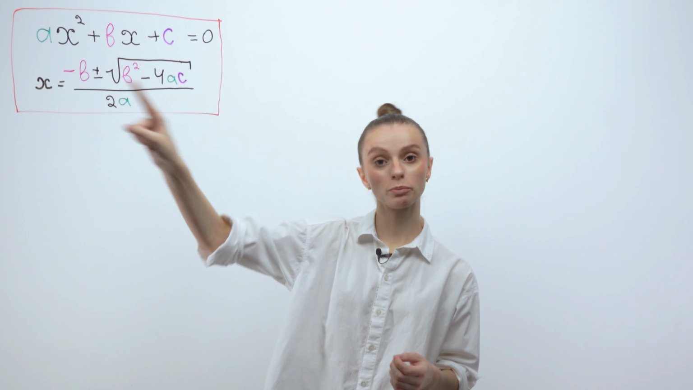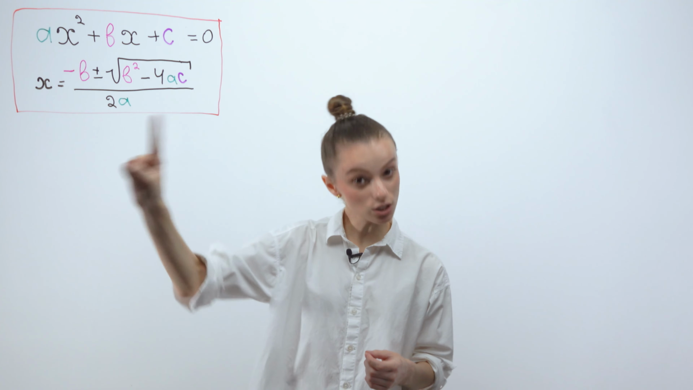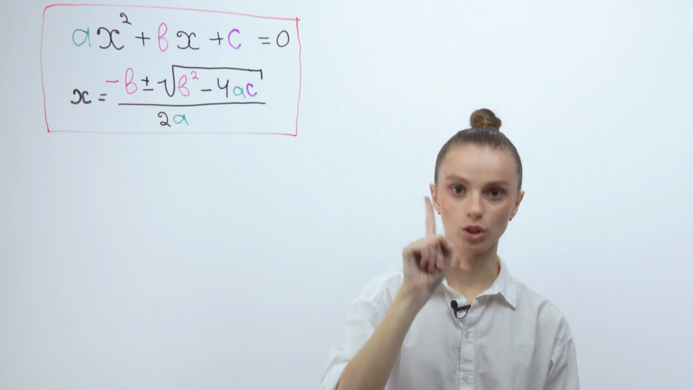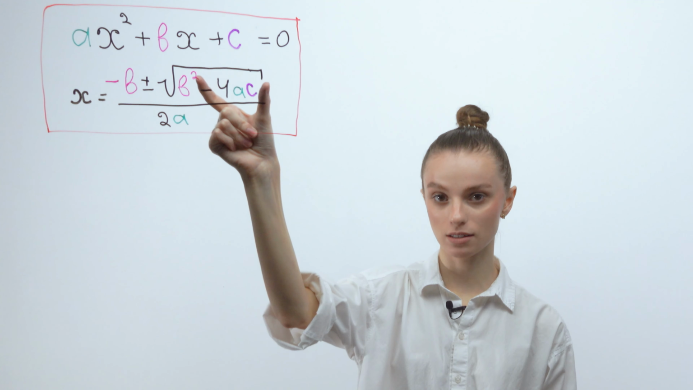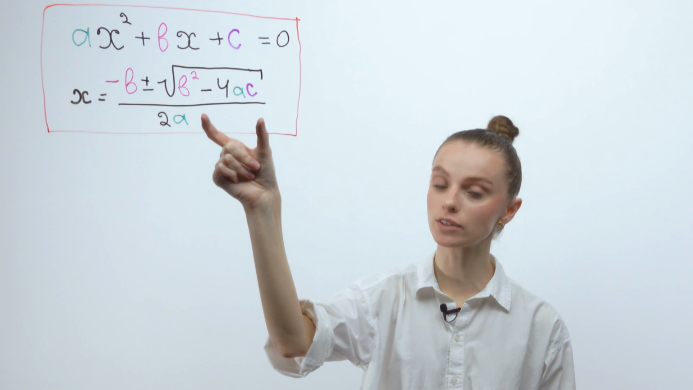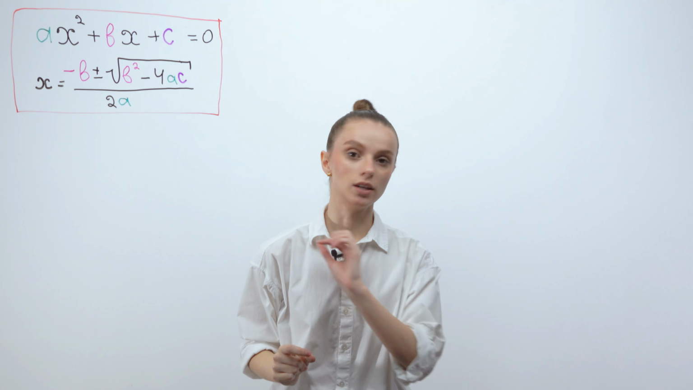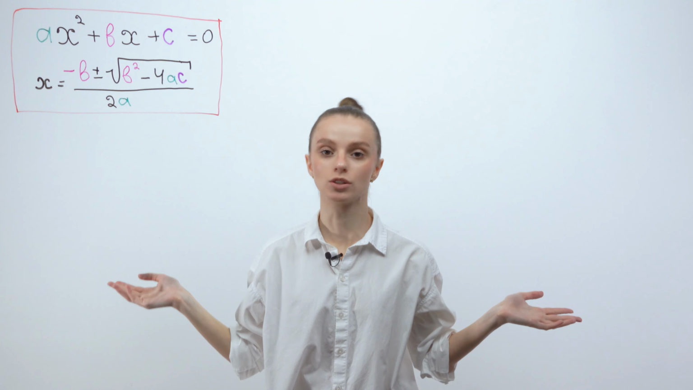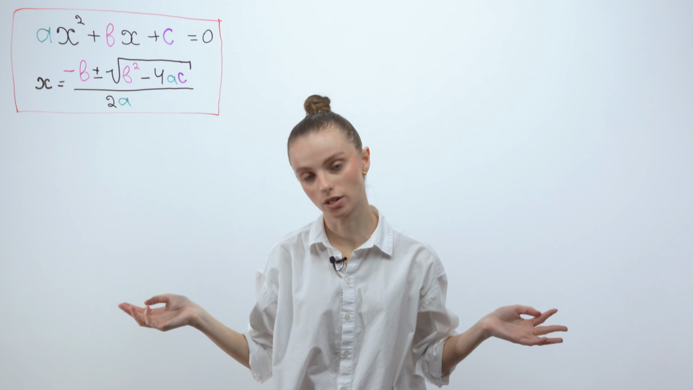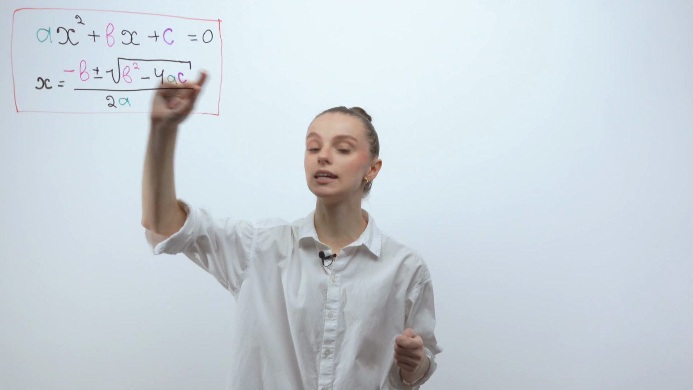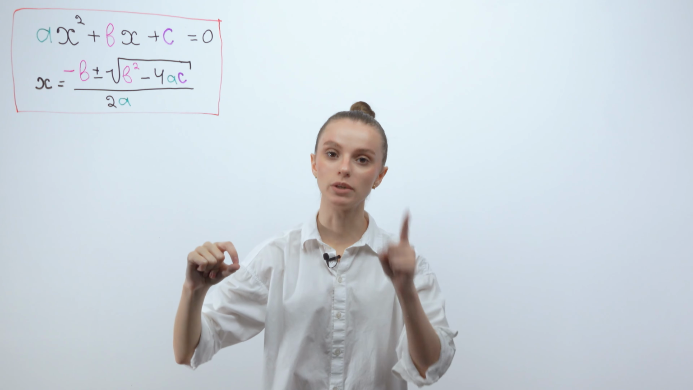Then you're going to plug those coefficients into this formula. But you need to make sure that the number you get inside of the square root is positive. If it's negative, then there is no solution, or the solution involves imaginary numbers. The number inside the square root has to be positive.